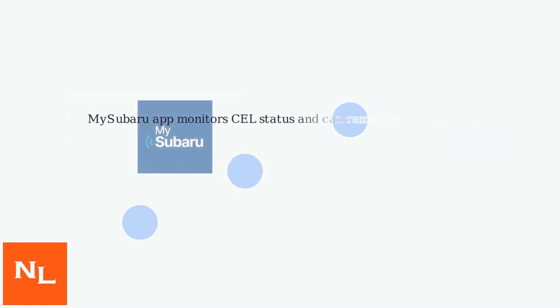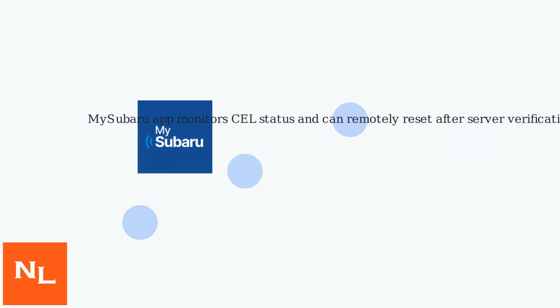The My Subaru app can monitor CEL status and remotely reset after verification by Subaru's servers. Ignoring the root cause can lead to more significant issues and costly repairs.